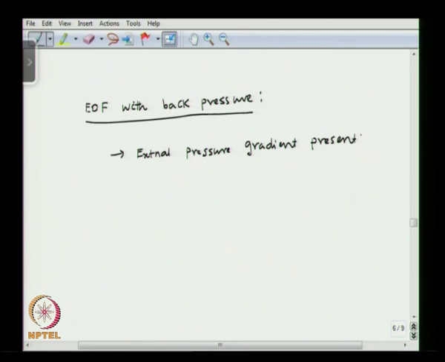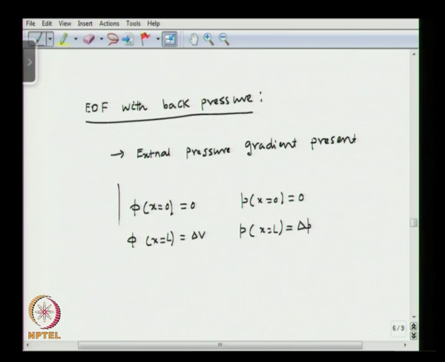The conditions are phi at x equal to 0 is 0 and phi at x equal to L is delta V. The pressure at x equal to 0 is 0 and the pressure at x equal to L is delta P.